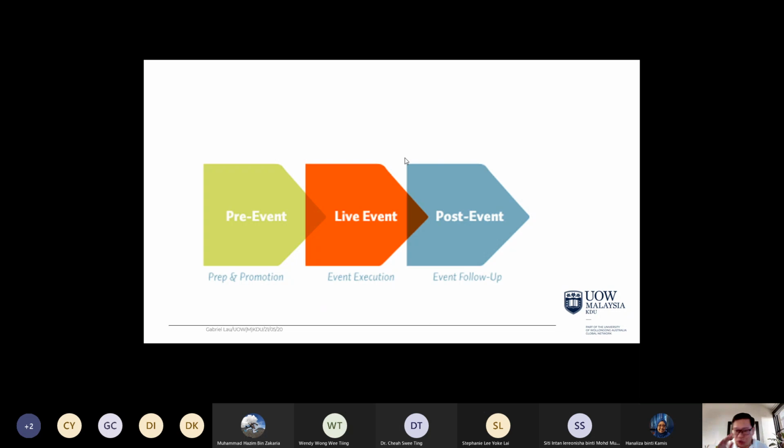Next, what we are going to do is look at the pre-event. The word event I'm going to use means the actual thing that is happening. I am doing a training with all of you, and the event is the training. So pre-event, before the event, is what preparation we need to do. Live event is the process itself, what I should do. And post-event, after the event, is what kind of follow-up should be done to ensure effectiveness and efficiency. So that is what we are going to look at.